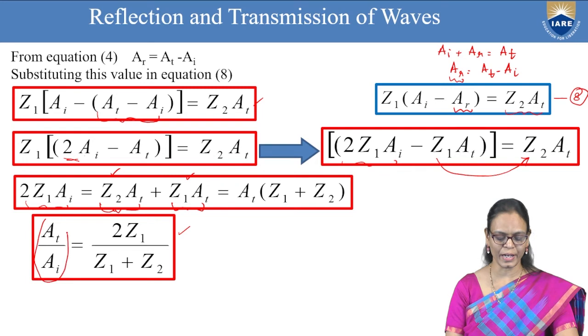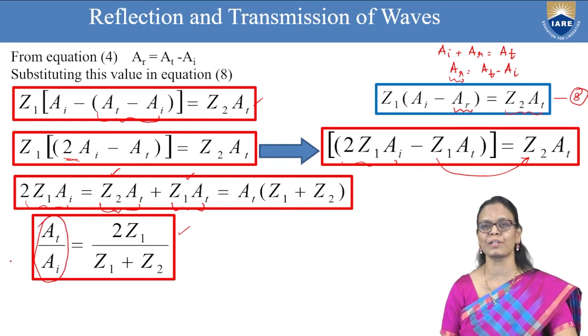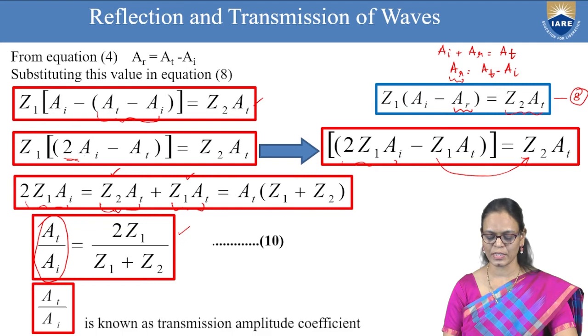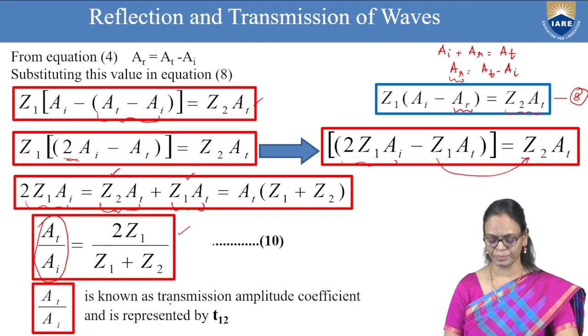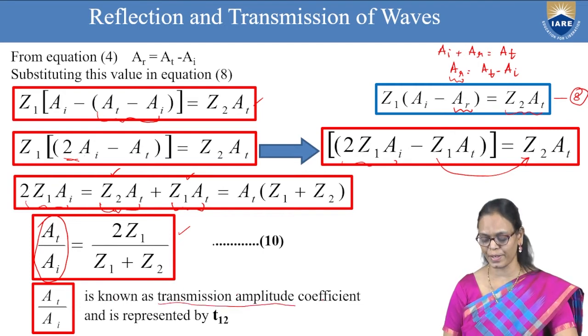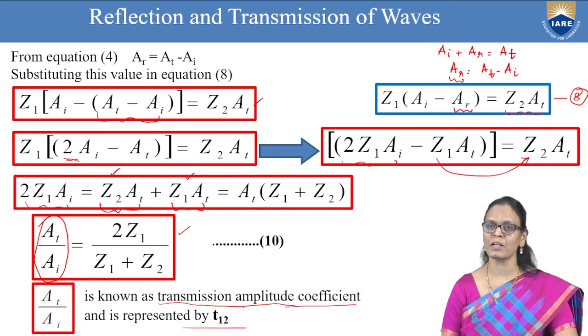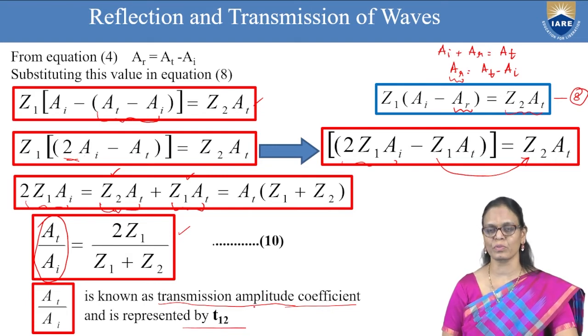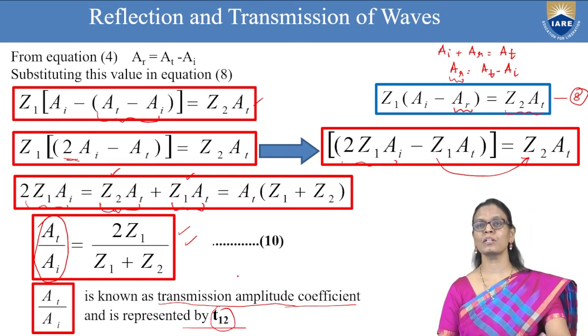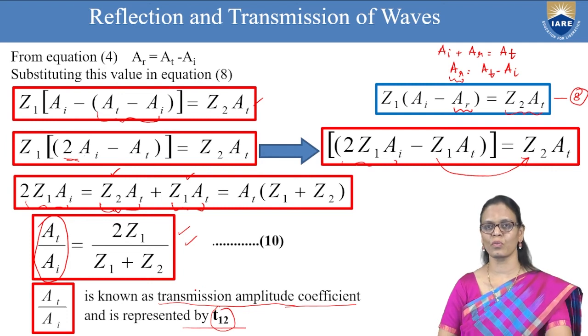So AT by AI here represents the transmission amplitude coefficient. And we'll consider this as equation number 10. So the transmission amplitude coefficient is represented by T12. Reflection amplitude coefficient, we were denoting it by R12, and the transmission amplitude coefficient is represented by T12. So with the help of these two expressions, AT by AI and AR by AI, we can calculate the transmission as well as reflection amplitude coefficients.